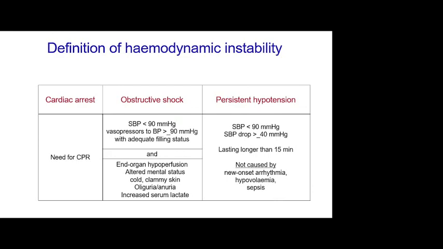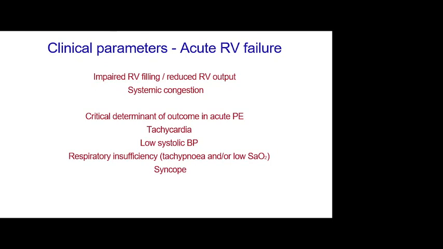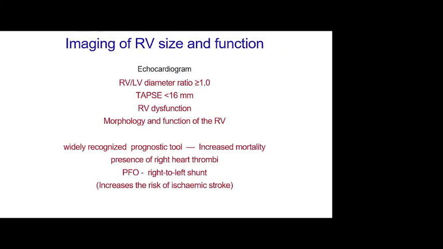The hemodynamically unstable patient can be divided into three categories: a patient with cardiac arrest, or a patient with obstructive shock, or a patient with persistent hypotension. Then, as mentioned, if the patient's hemodynamics are stable, we have to look for features of right ventricular failure. Clinically, systemic congestion may be there, and the patient will be tachypneic, tachycardic, with low blood pressure and syncope. These things are common with right ventricular failure.